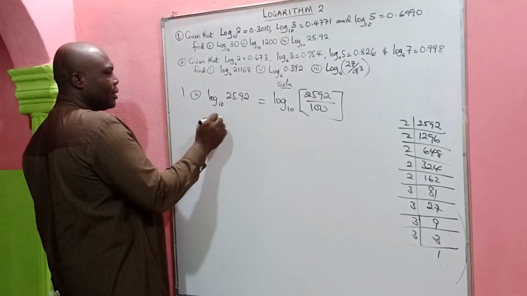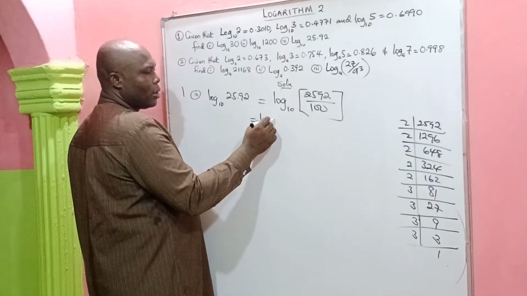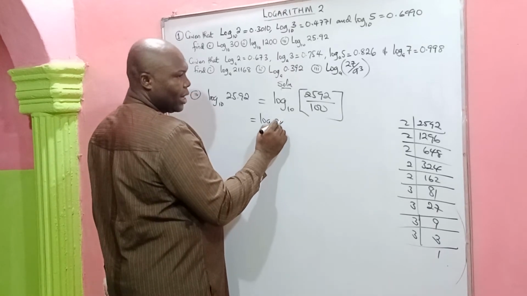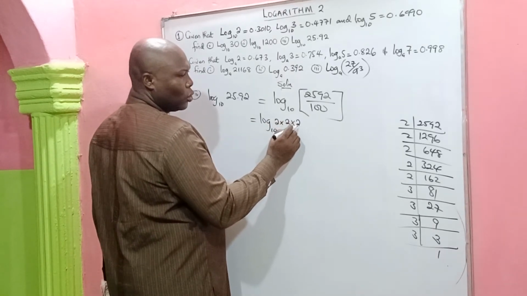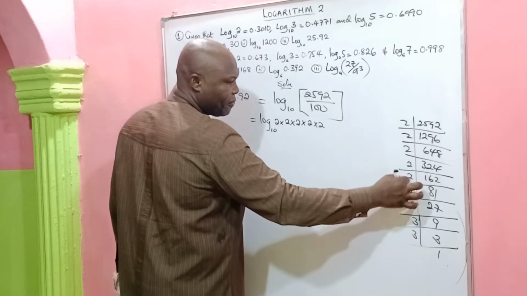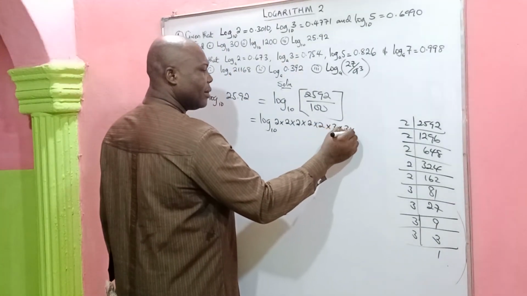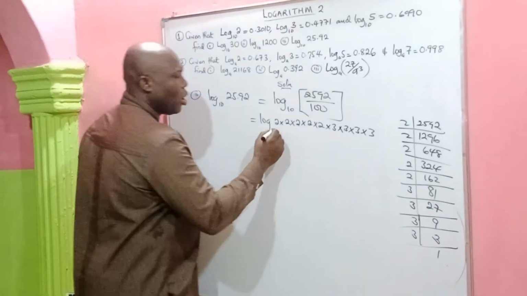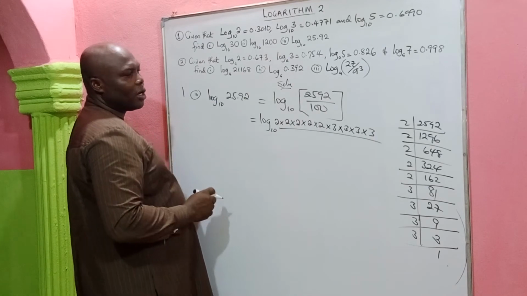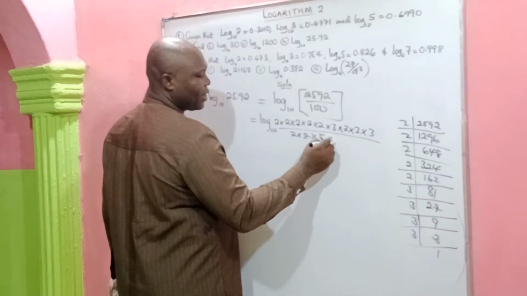So 2592 is 2 times 2 times 2 times 2 times 2, that is five 2s, and then 3 times 3 times 3 times 3, that is four 3s. And 100 of course is 2 times 2 times 5 times 5.